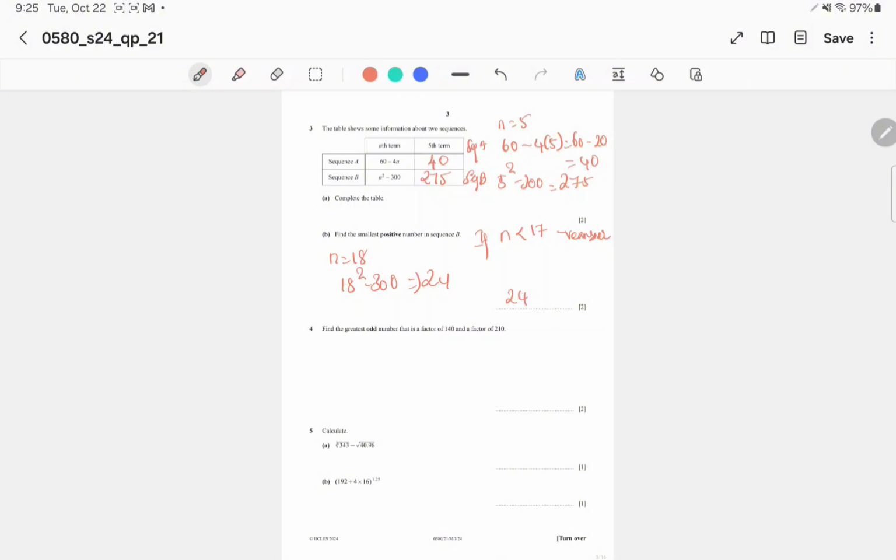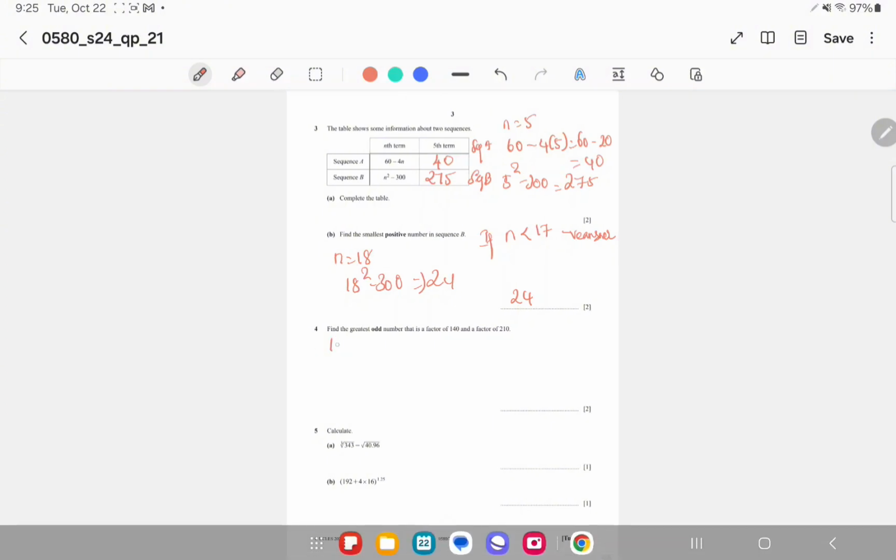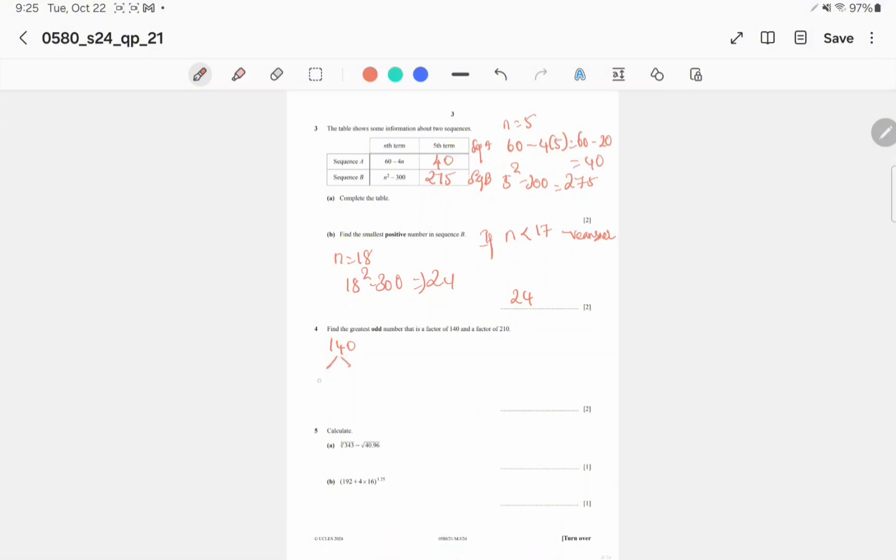Okay, next one. Find the greatest odd number that is a factor of 140 and 210. So I am going with the tree table. For 140 we are splitting it up. It is 7 and 20. Again I am splitting it up. It is 2 and 10. Again 5 and 2. Okay, for 210, when you split it up, it is 7 and 30. Again 3 and 10. Again 5 and 2.